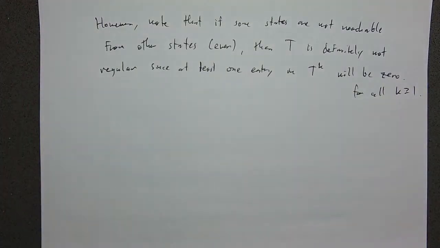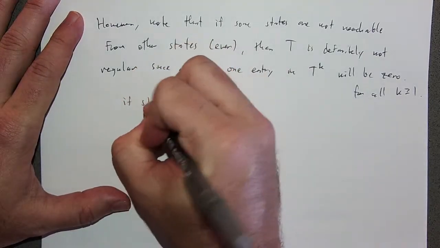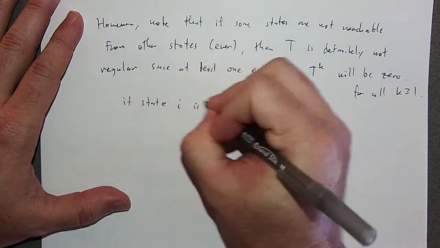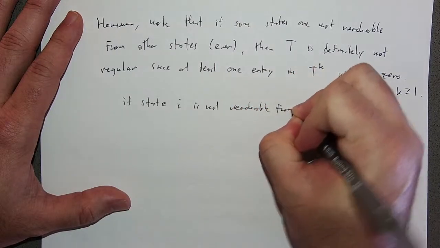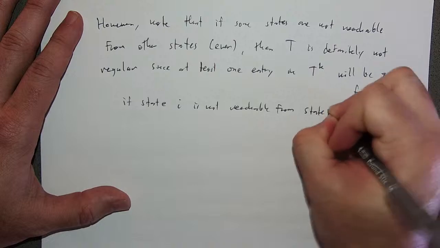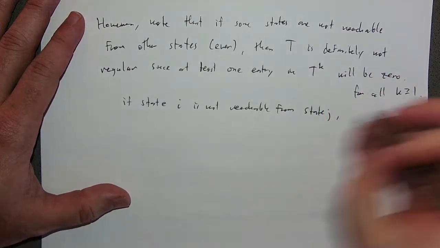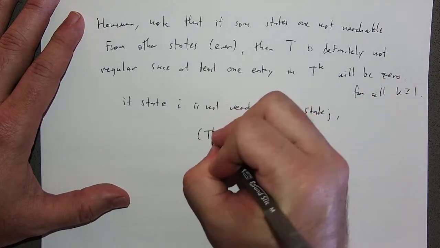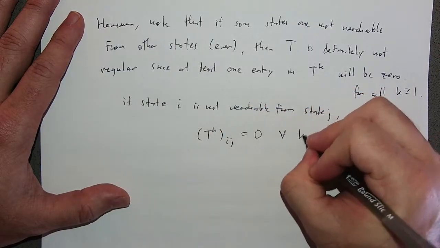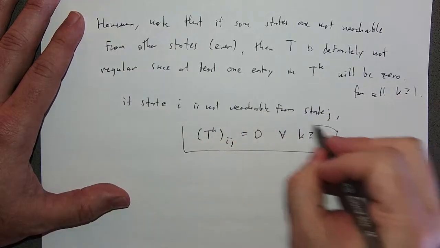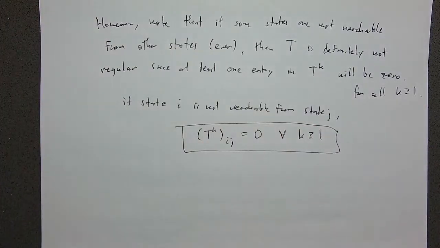But how do I know that, right? If state i is not reachable from state j, that is ever, then the ijth entry of T to the k is 0 for all k.